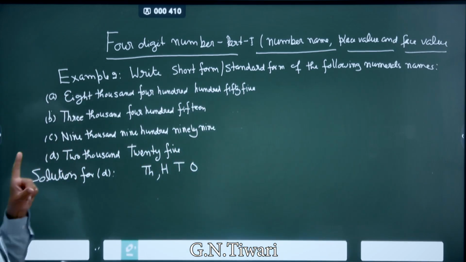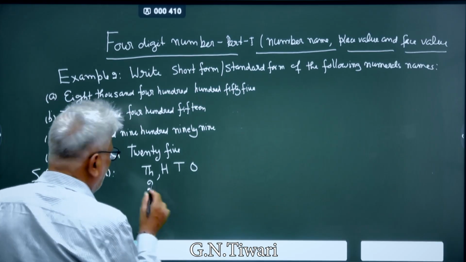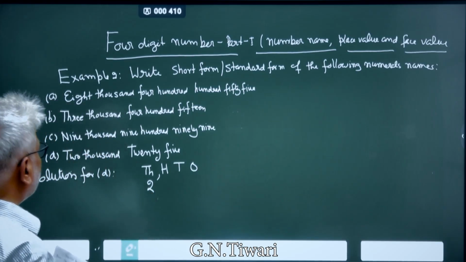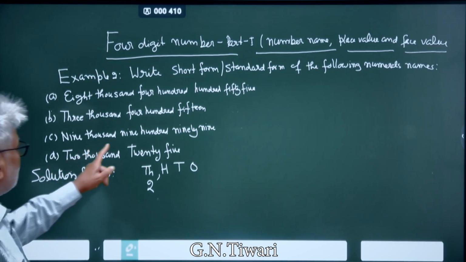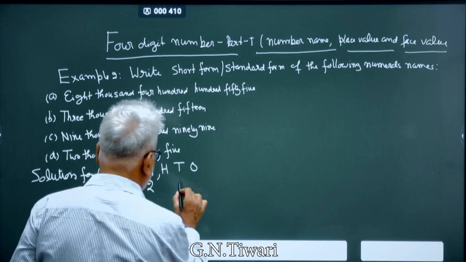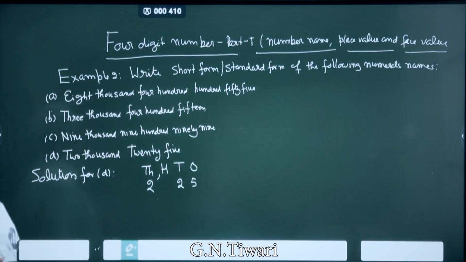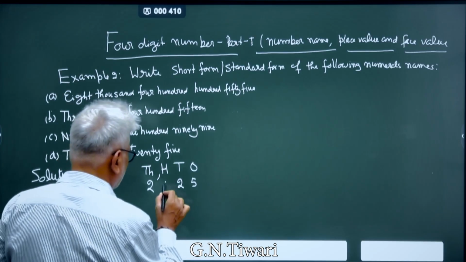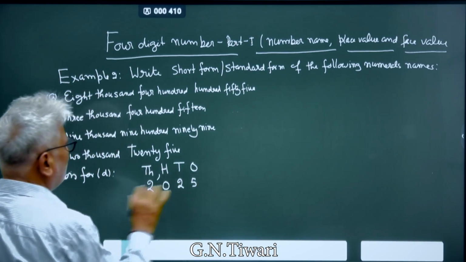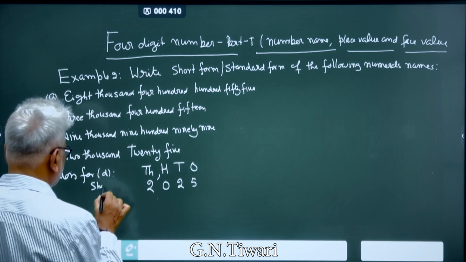Now here, thousands before 2 is there. That means 2 is written here. Then for 25, that means it is a two-digit number. You write here 25. And there is no 100, so it should be 0. This is the short form of this numeral name.